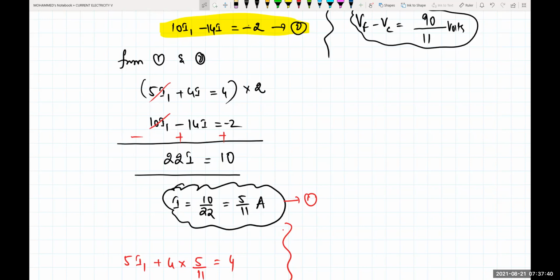Minus and plus, I. So 22I is equals to 10, which is, 4 into 2 is 8, 8 plus 2, that is nothing but 10. So 22 into I is equals to 10. So I is equals to 10 by 22. That is equals to 5 by 11 amperes. Yes, sir.